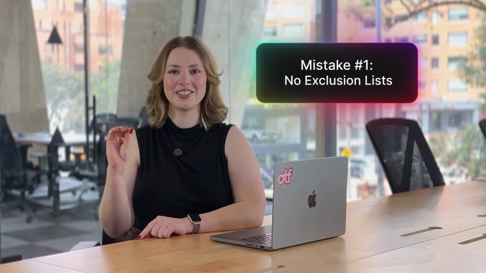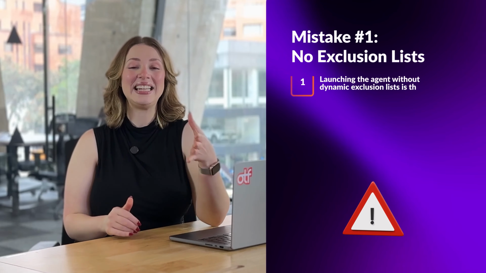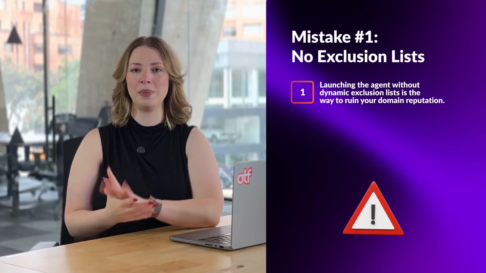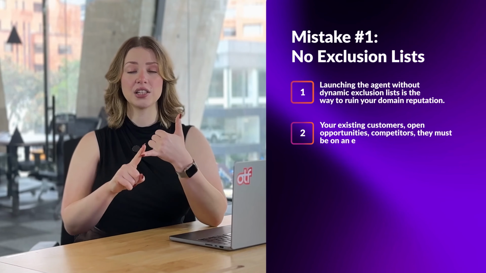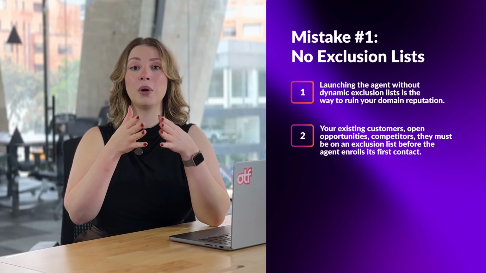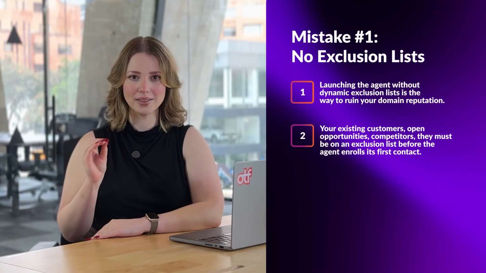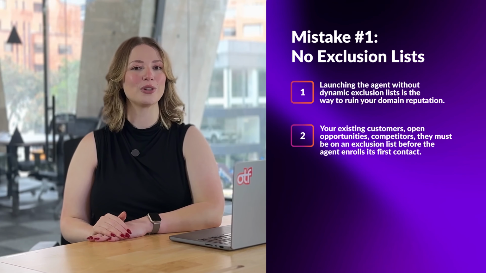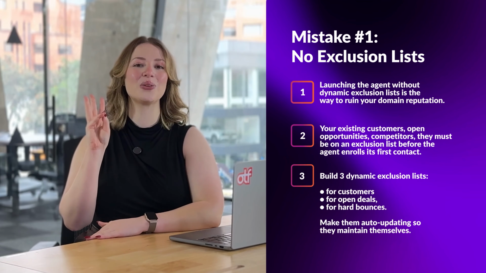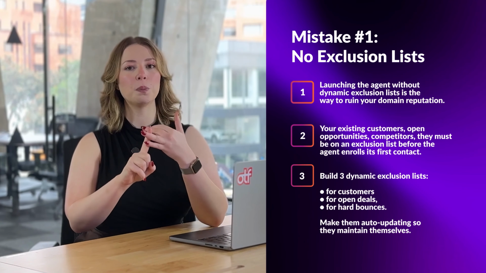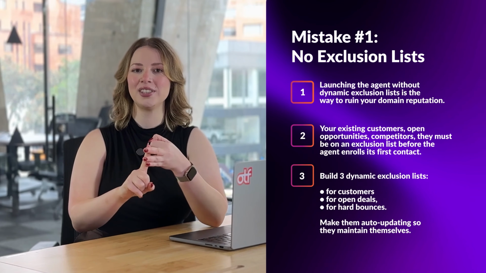Mistake number 1, no exclusion lists. Launching the agent without dynamic exclusion lists is the fastest way to ruin your domain reputation. Your existing customers, open opportunities, competitors, and anyone who bounced or marked you as spam, they must be on an exclusion list before the agent enrolls its first contact. To do this, build 3 dynamic exclusion lists, one for customers, one for open deals, and another for bounces.